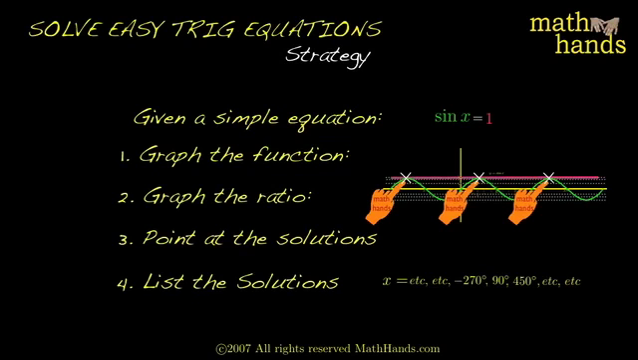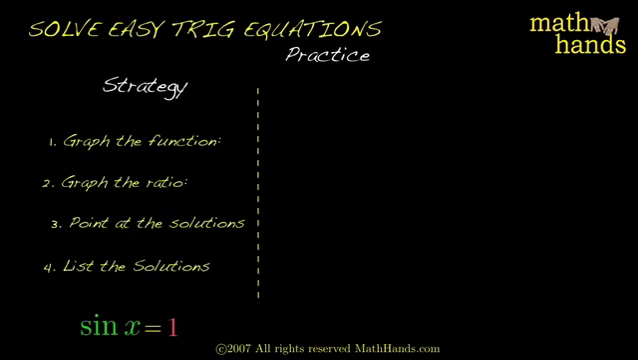So we're going to do this example in a little bit more detail, and I hope that at least this part serves to lay out the strategy. 4 simple steps. Graph the function, graph the ratio, point at the solutions, and then start listing the solutions. Okay, let's take a look at that example where we will take it apart just a little bit more.